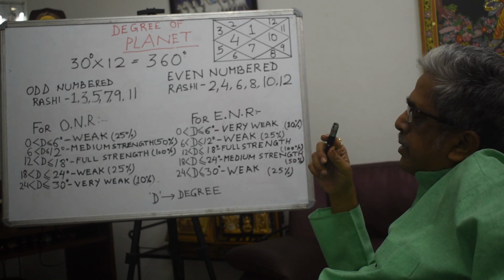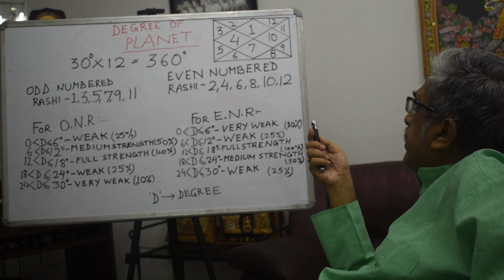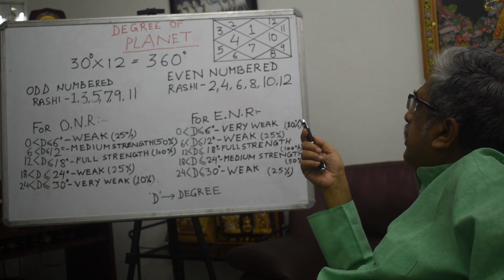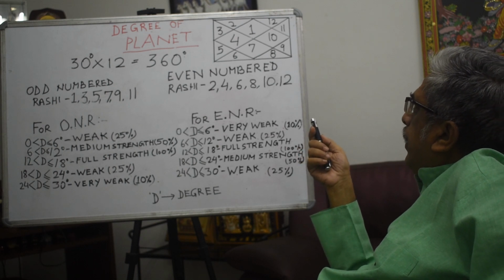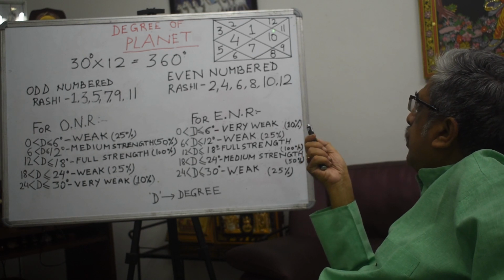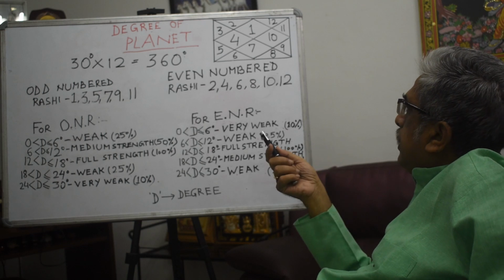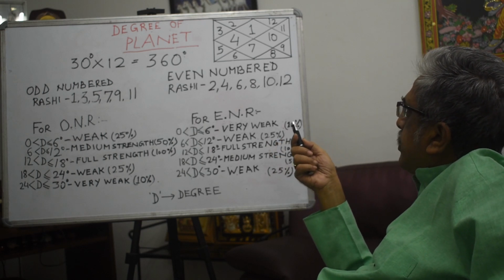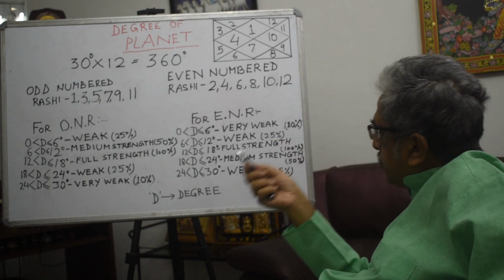8 represents Scorpio, ruled by Mars. 9 represents Sagittarius, ruled by Jupiter. 10 represents Capricorn, ruled by Saturn. 11 represents Aquarius, ruled by Saturn. And 12 represents Pisces, ruled by Jupiter. Now all these numbers represent Rashis, so there are 12 Rashis.